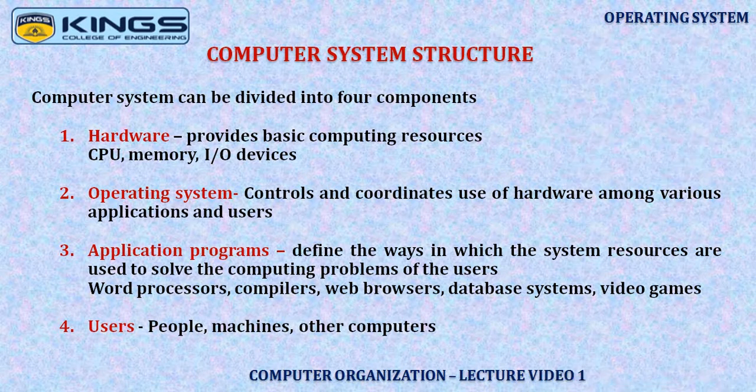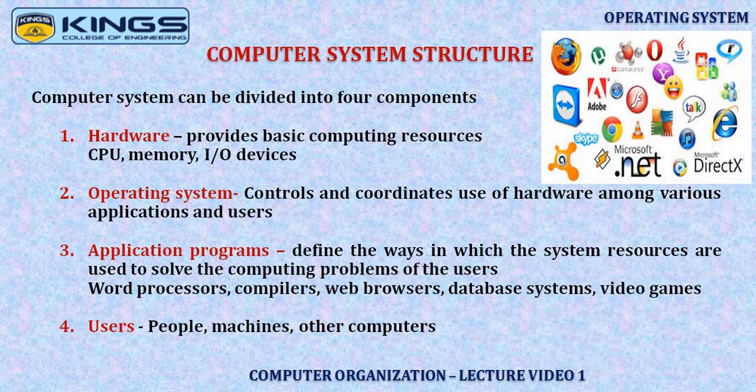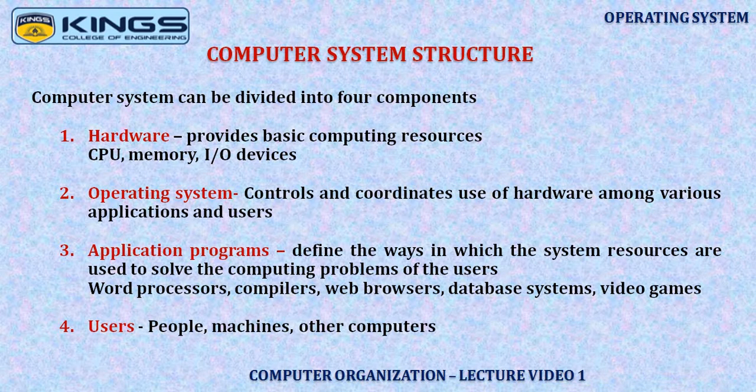Next is the application program. Application program is a software that performs a specific function for a user. It includes office suites, graphics software, web browser, database management programs, communication platforms, etc. And finally, the user of the machine. Users can be people, machines, and other computers also.